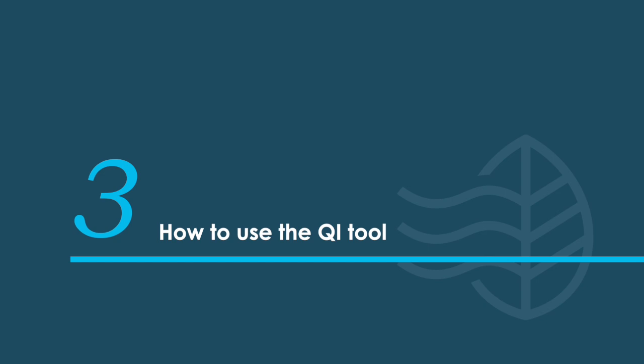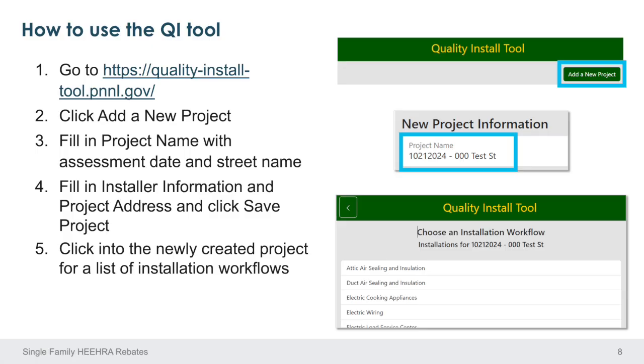How to use the Quality Install tool. First, go to quality-install-tool.pnnl.gov. Once there, click Add a new project, fill in project name with assessment data and street name, fill in the installer information and project address, and click Save Project. Lastly, click into the newly created project for a list of installation workflows.